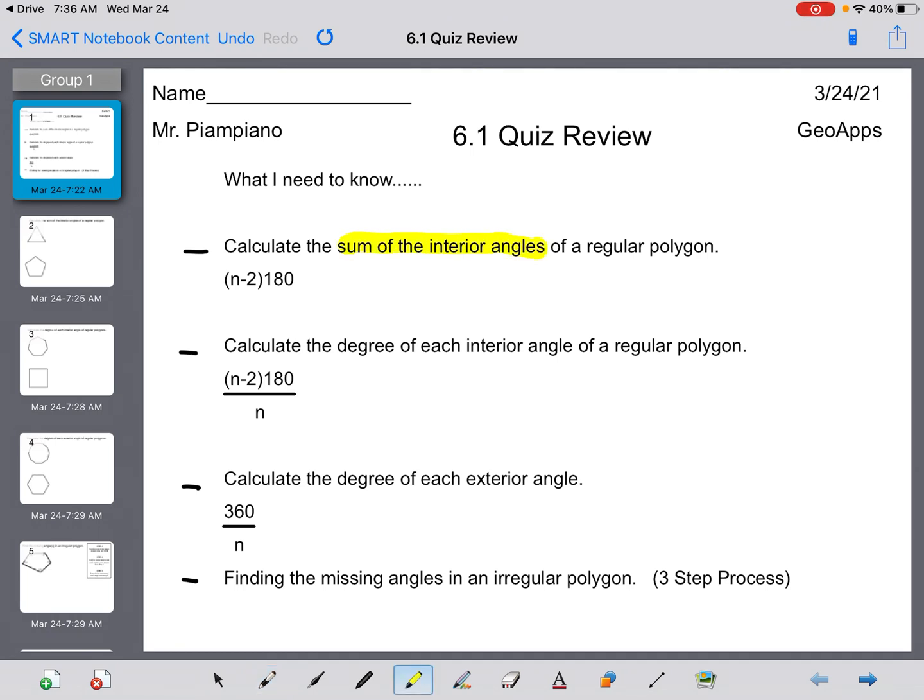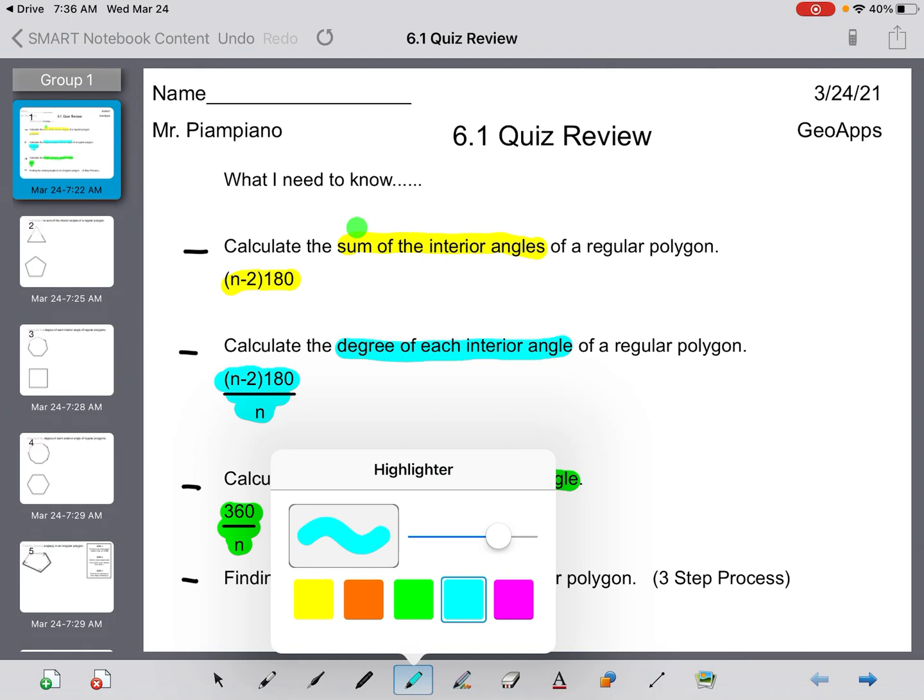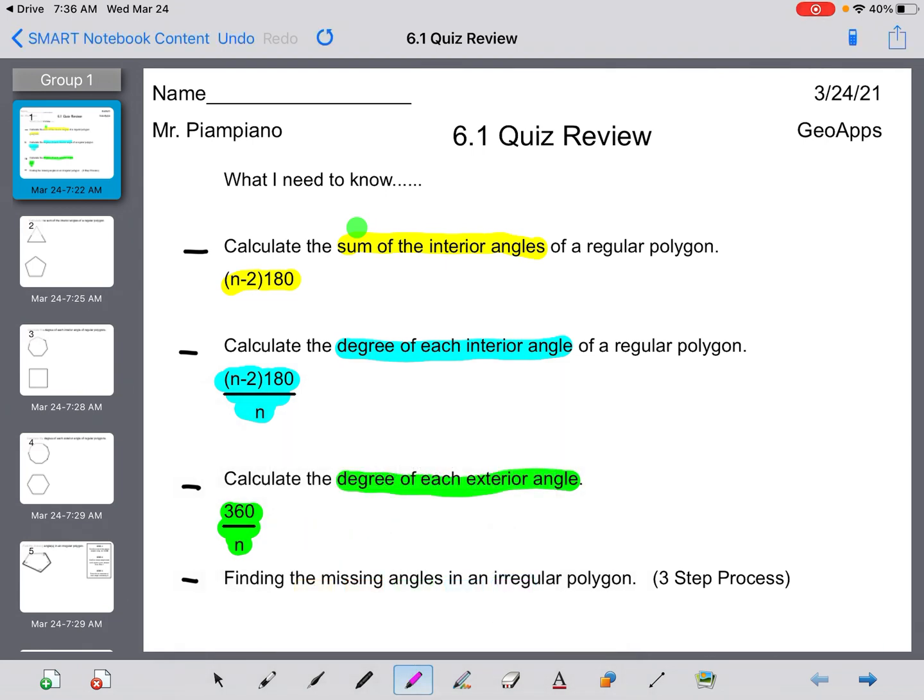So the sum of the interiors is n minus 2 times 180. Calculate the degree of each interior angle of a regular polygon: n minus 2 times 180 over n. Then you have to calculate the degree of each exterior angle, which is 360 over n. And the last one is to find the missing angles in an irregular polygon, which is our three-step process that we practiced the last few days.